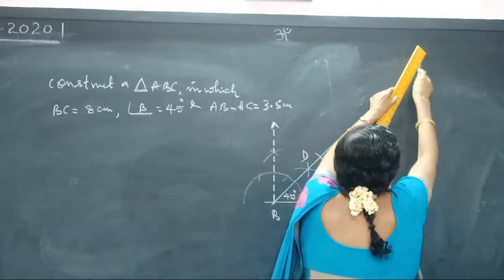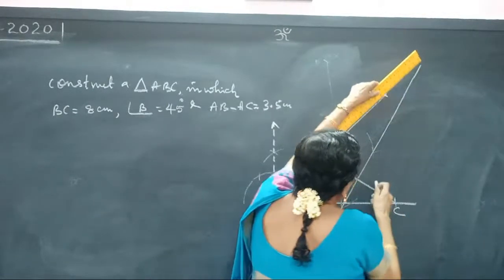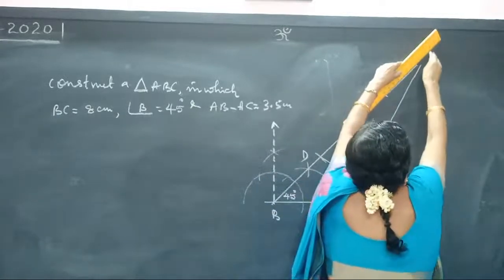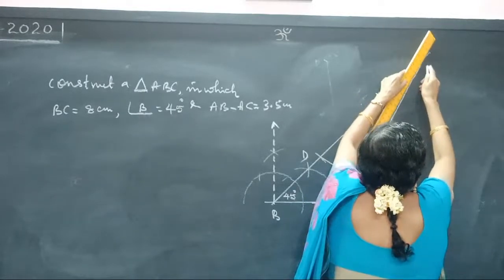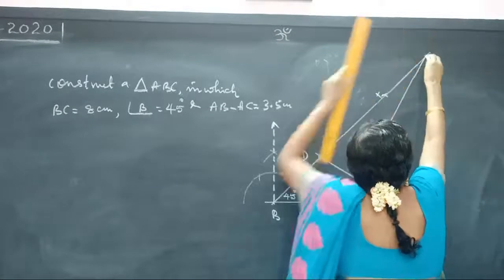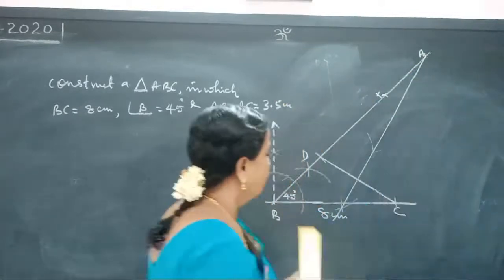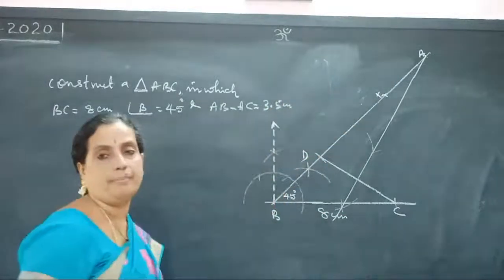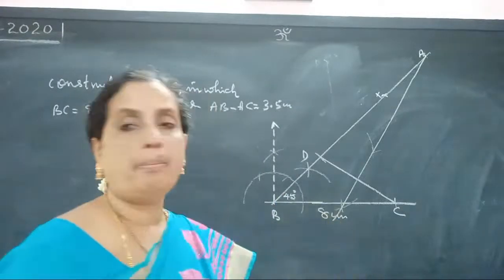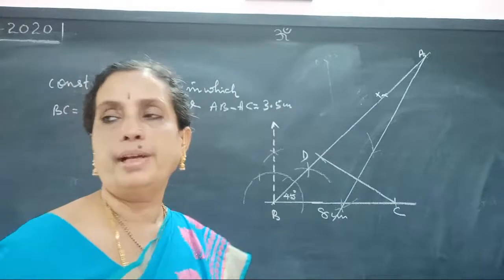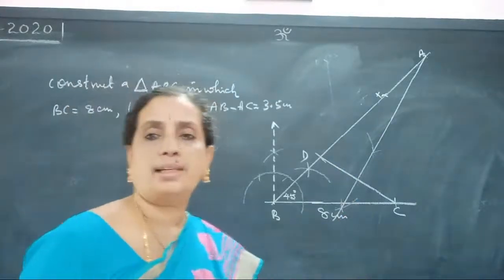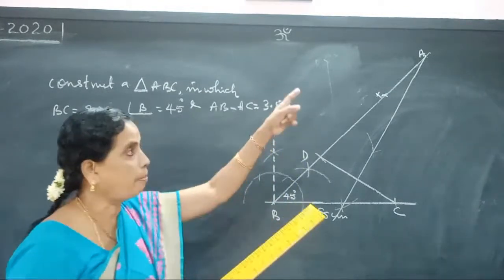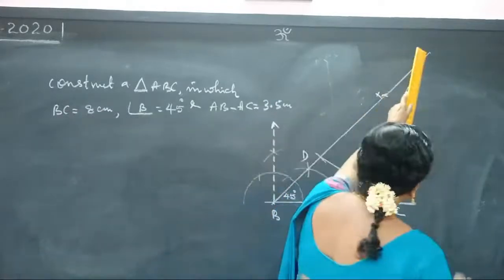Extend the line till you get the intersection. You need more space for the intersecting lines like this. So this is the point A. We have to extend the line till it meets BD produced at A. The perpendicular bisector as it is won't intersect unless you produce BD. So from the point of intersection, join A to C.